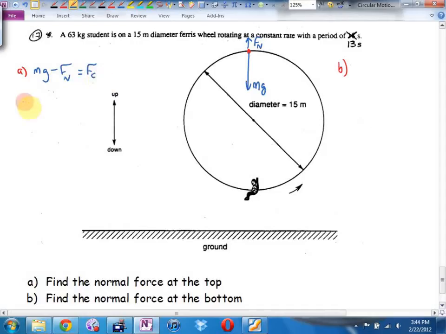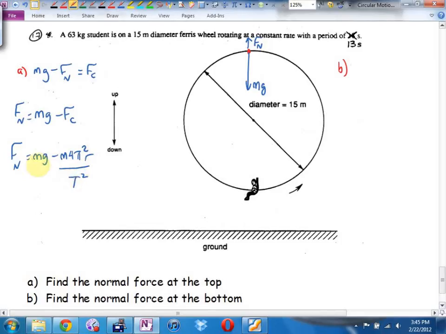I think the normal force would be equal to mg minus FC, right? The normal force is going to be equal to mg minus... Am I going to use the one with... Oh, they gave me the period. So I'll use the m 4 pi squared r over T squared. I know the radius. I know the period is 13. I could calculate the normal force.